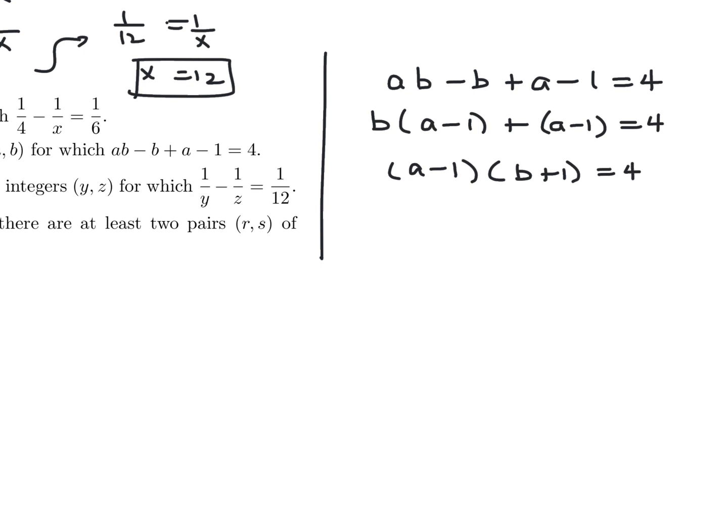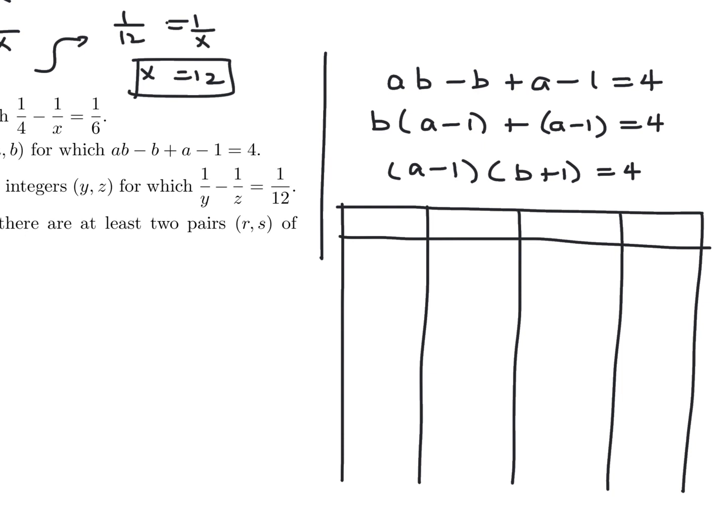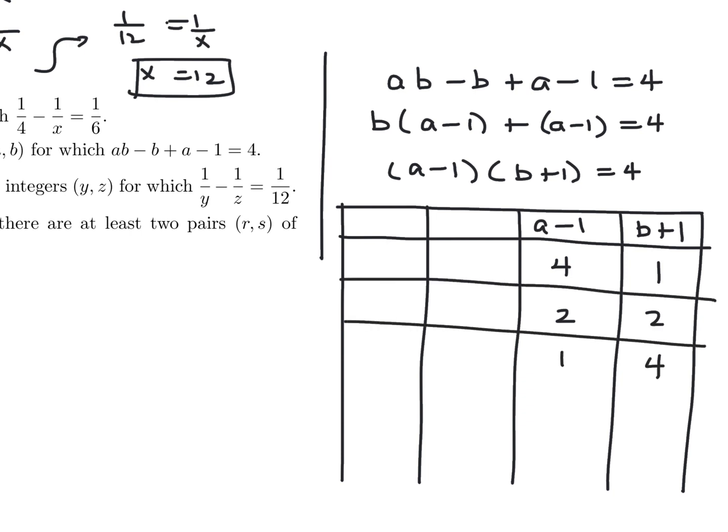So we have a sort of limited choice. We've got basically two numbers, both positive integers, that multiply together to give 4. So a minus 1 and b plus 1. There's limited choices here. You could have 4 and 1. You could have 2 and 2. Or you could have 1 and 4. And I think that's it.